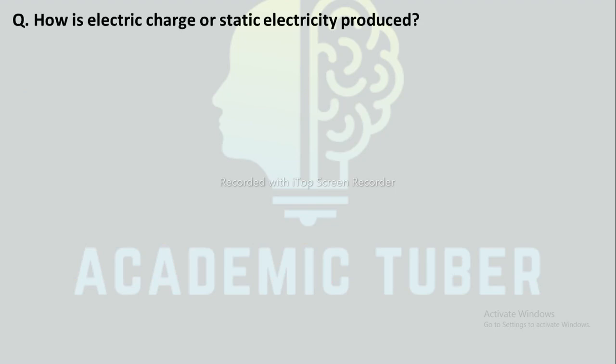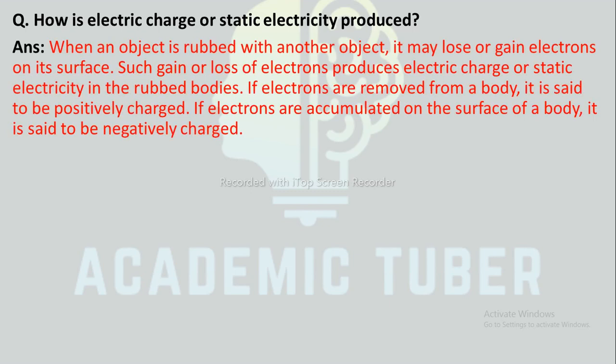How is electrical charge or static electricity produced? When an object is rubbed with another object, it may lose or gain electrons on its surface. Such gain or loss of electrons produces electric charge or static electricity in the rubbed bodies. If electrons are removed from a body, it is said to be positively charged. If electrons are accumulated on the surface of the body, it is said to be negatively charged.